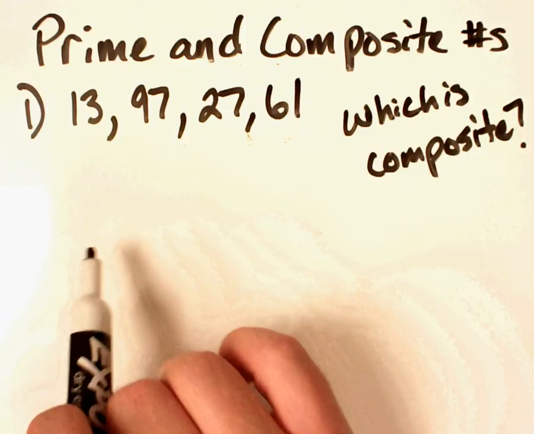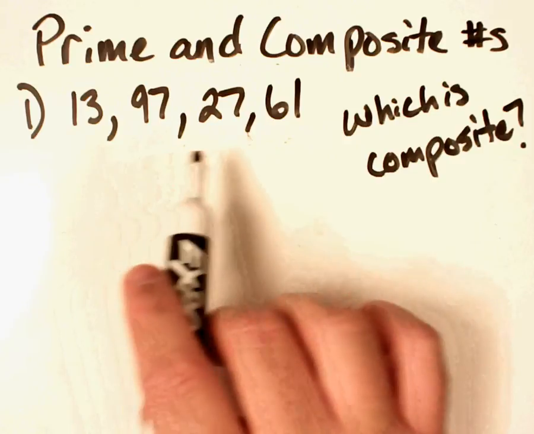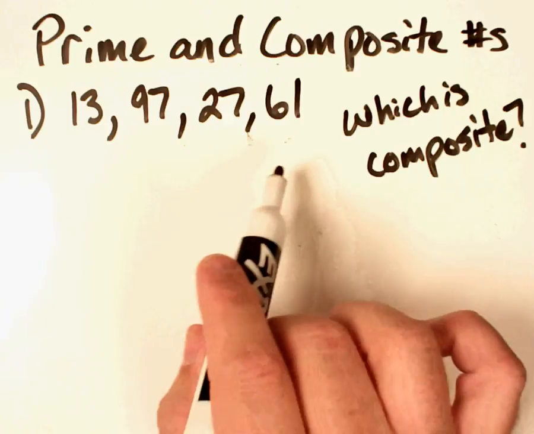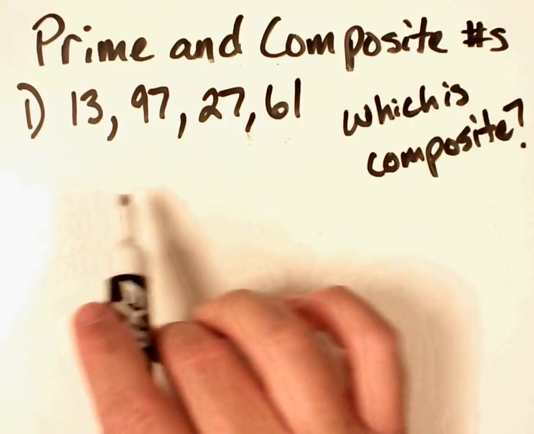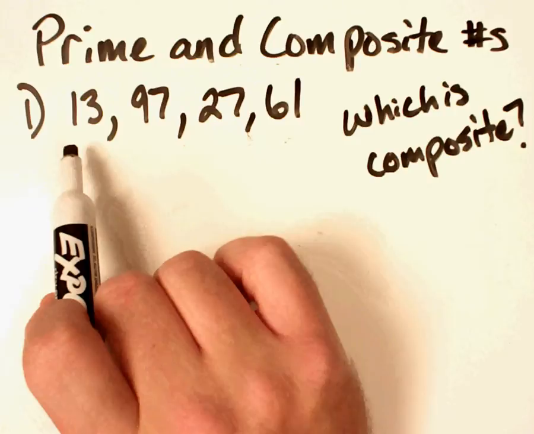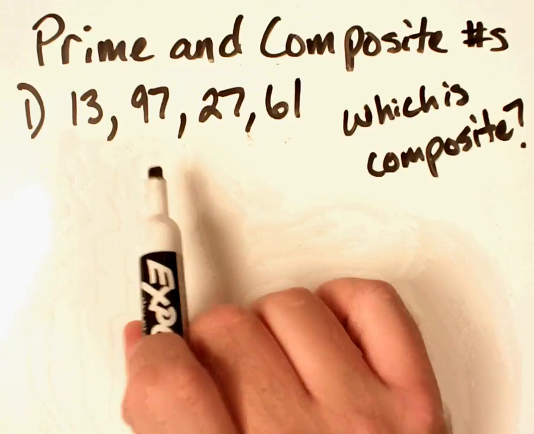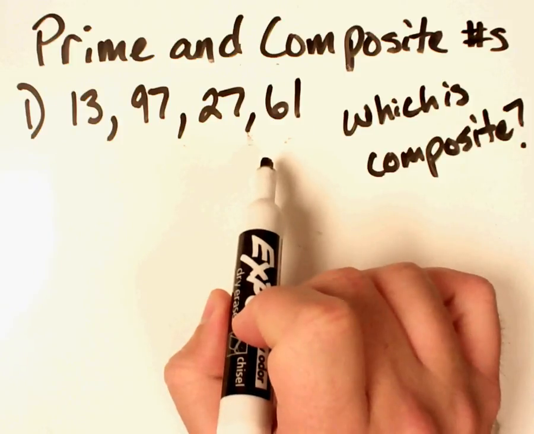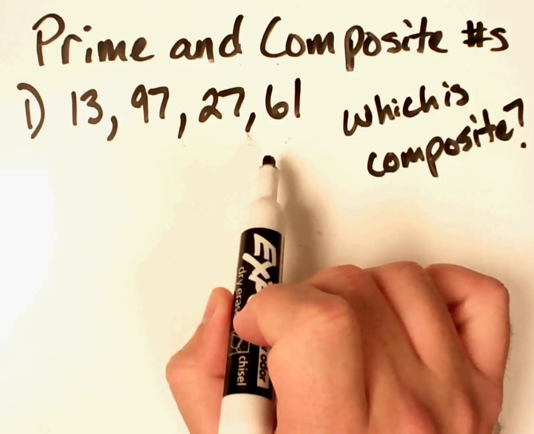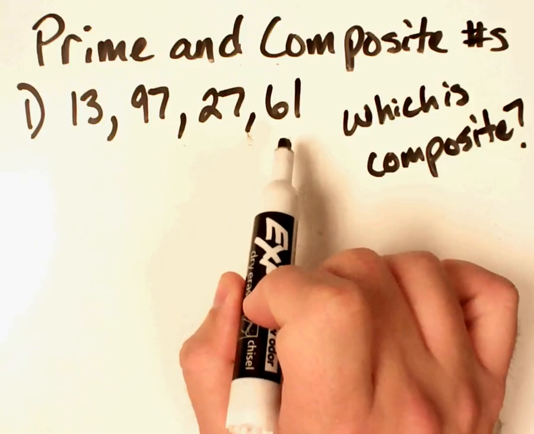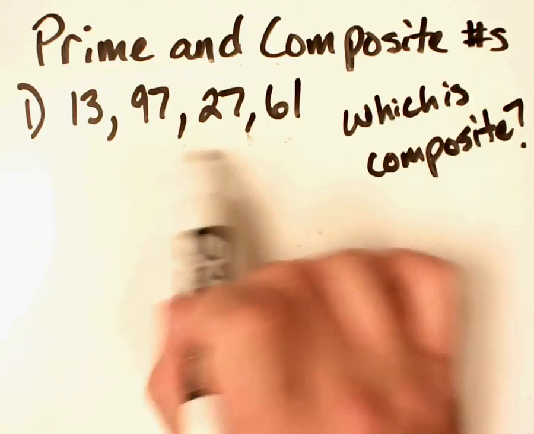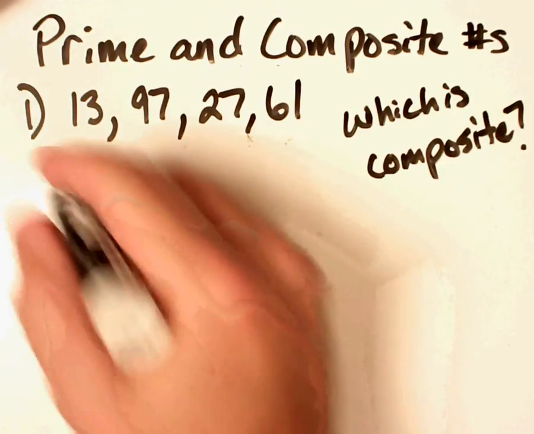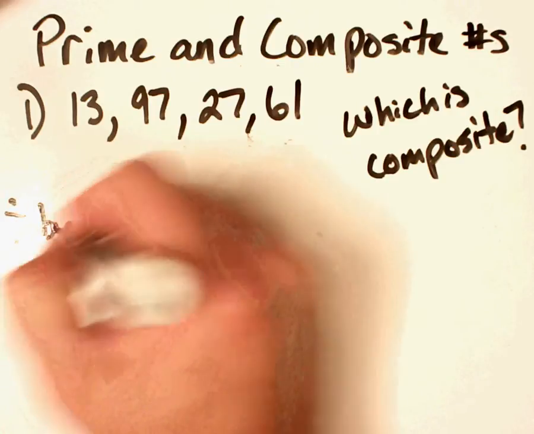Now, the next thing we can look at is, are any of these numbers familiar? And what I mean by that is, are any of these numbers familiar when it comes to our multiplication facts? Do we have numbers that we know we can multiply together to get 13, to get 97, to get 27, to get 61? Now, if one of those jumps out at you, then you'll know, hey, that's the one I need to select. But if a number doesn't jump out at you, then the next step that you want to take is you want to divide them by 3.